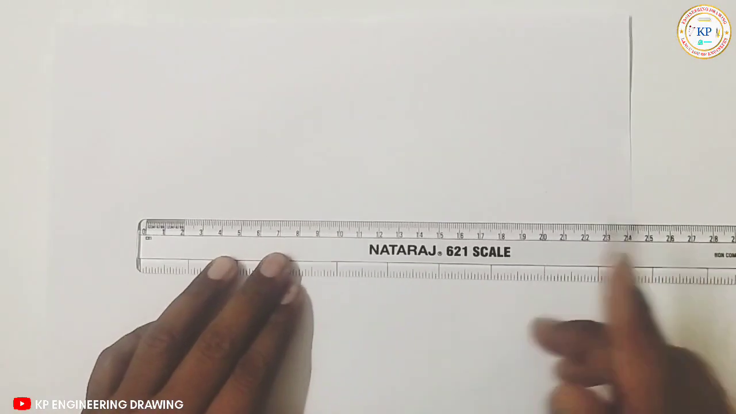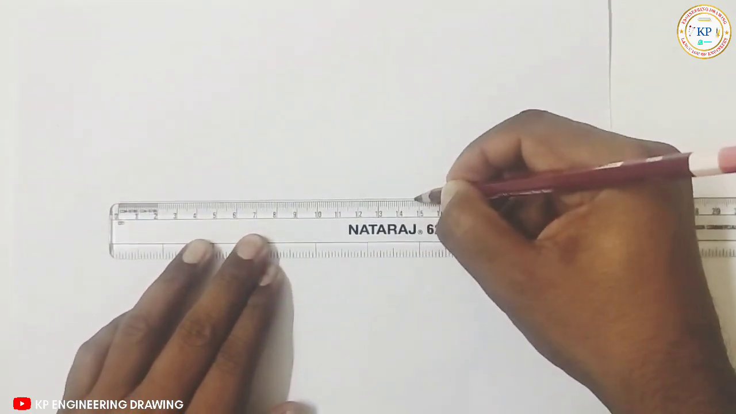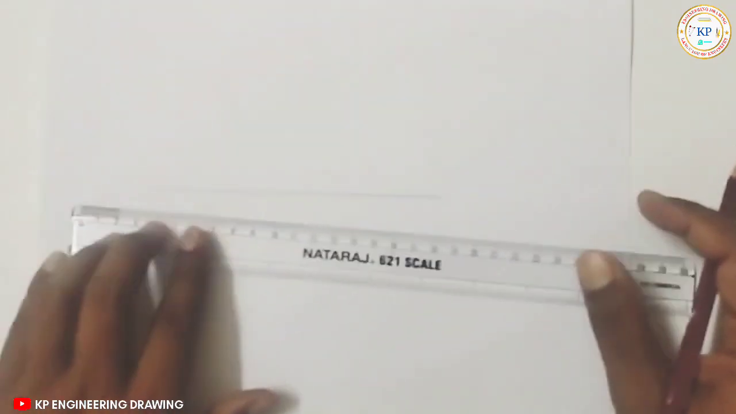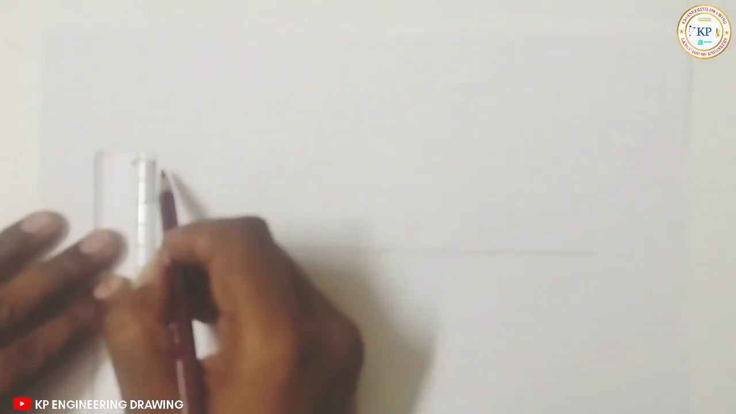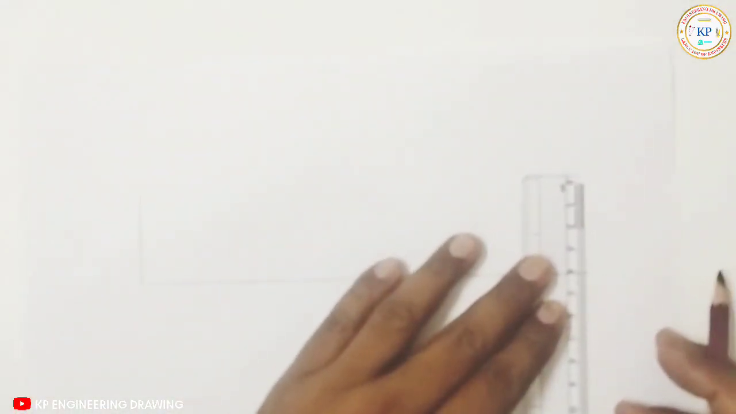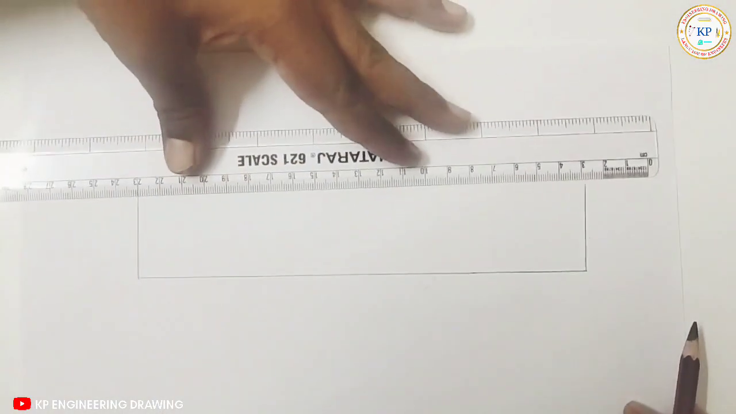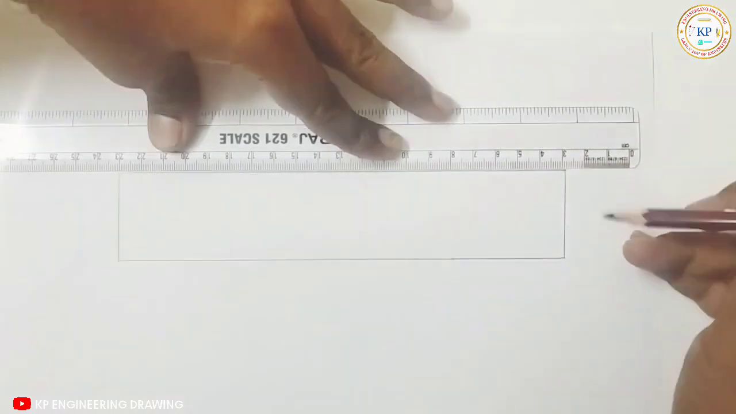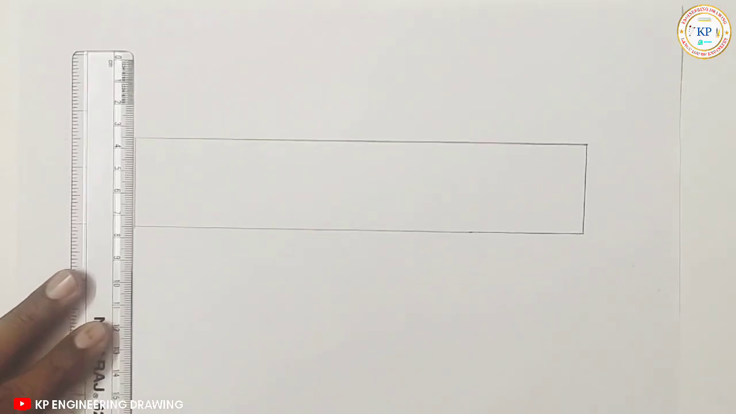Now we'll draw the diagonal scale. The length of the scale is 15 centimeters. And we know that the height of the scale is 40 mm. And we mention this as 15 centimeters.